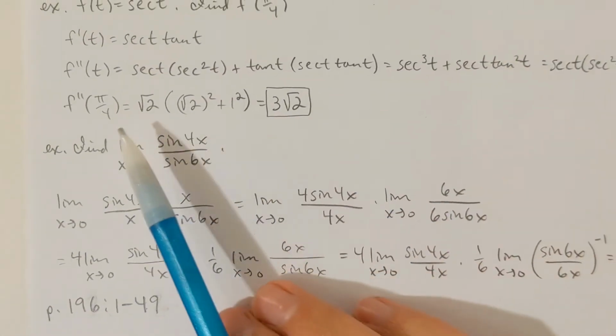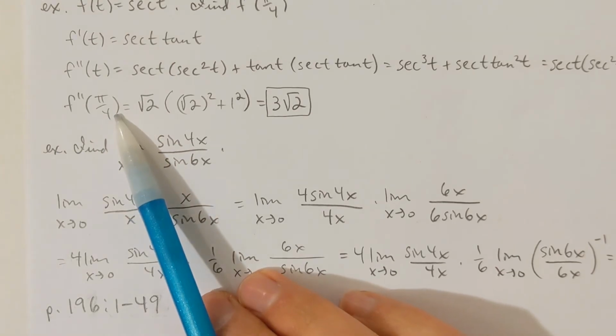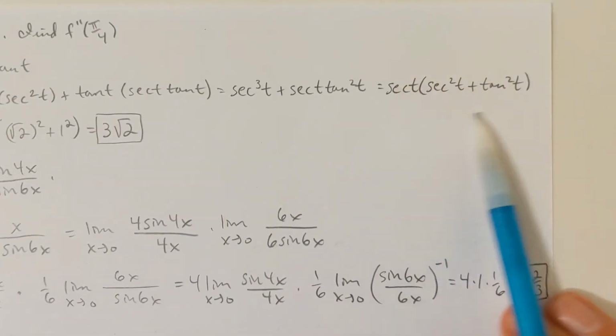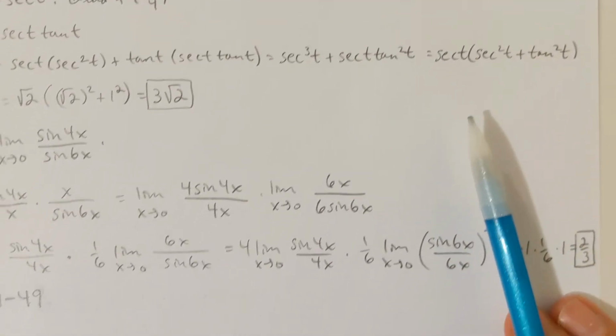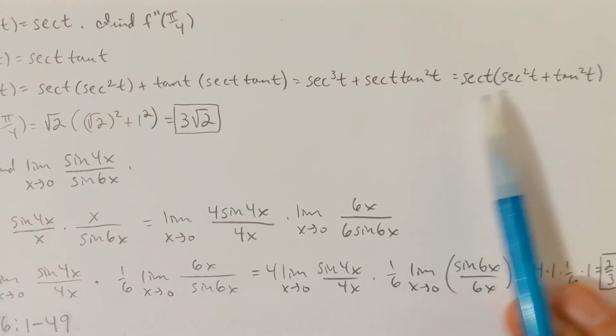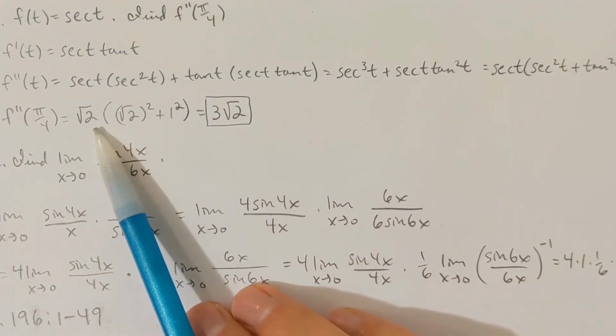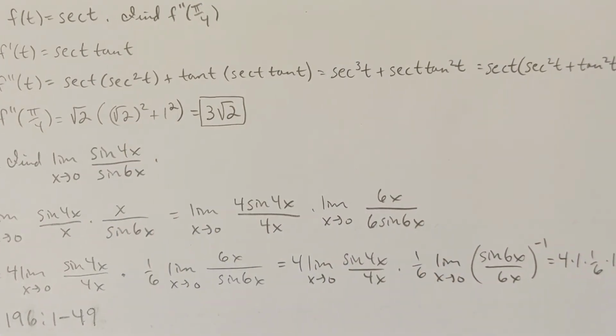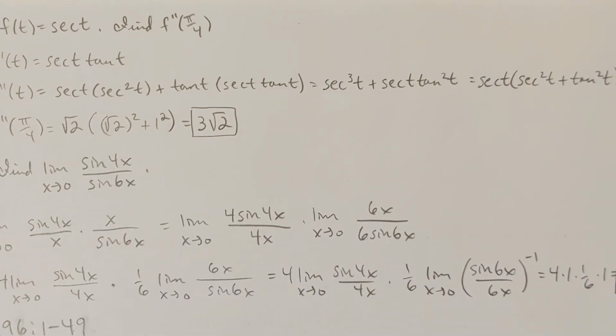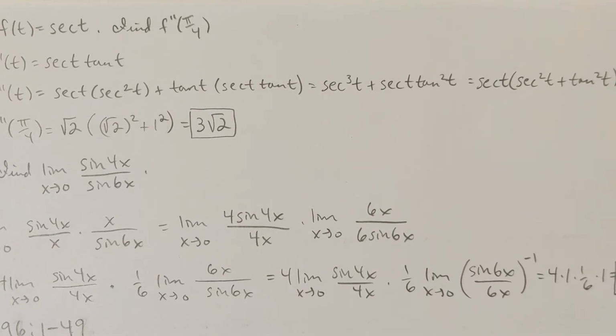Now I want us to find f double prime of pi over 4. Well, I've got my formula here, so I just plug in pi over 4 and simplify. Okay, so secant pi over 4. Well, cosine pi over 4 is 1 over root 2. Secant of pi over 4 would be the reciprocal of that, so I'd have root 2 over 1.